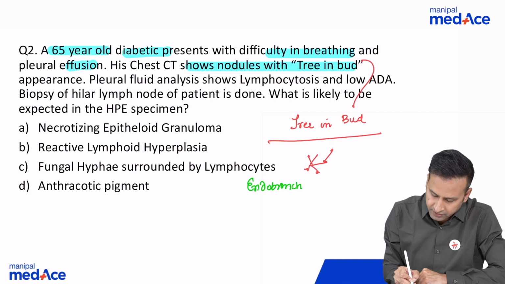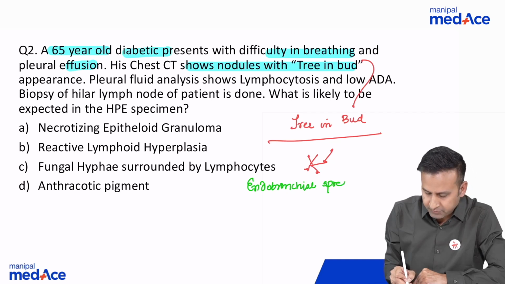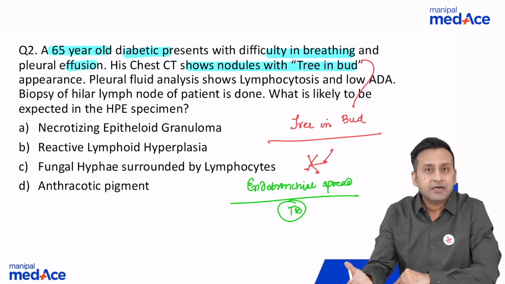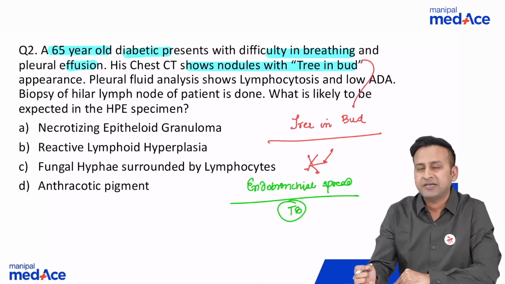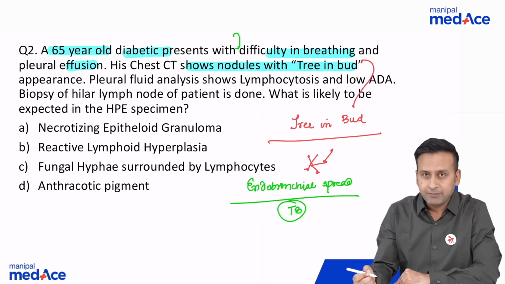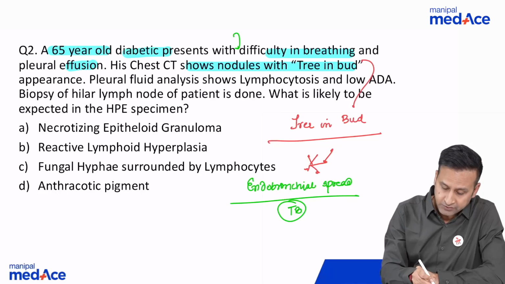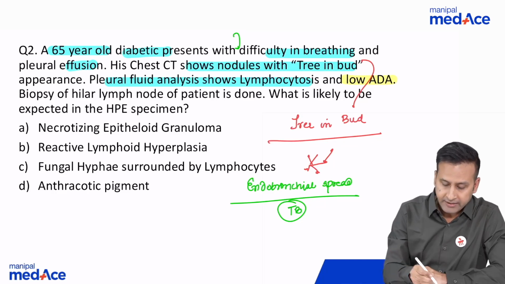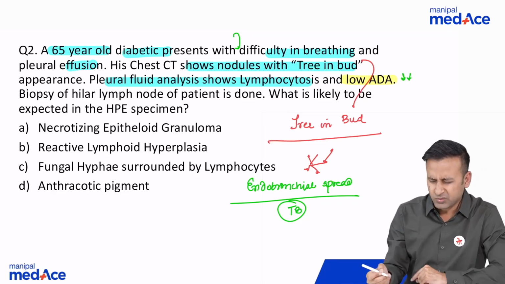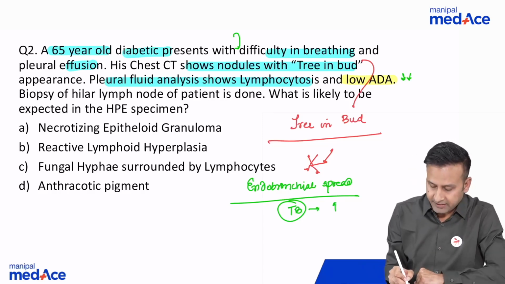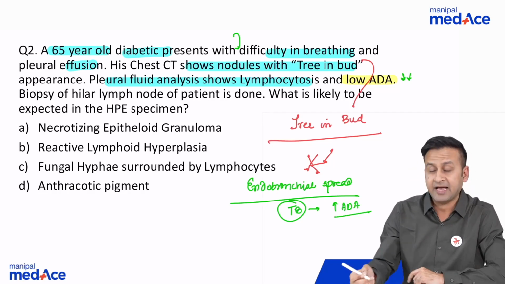endobronchial spread of a lesion. Typically it is seen in tuberculosis, and in tubercular endemic country like ours, a primary differential in a patient who's coming to you with all these symptoms along with this tree in bud appearance is TB. But here there was a glitch. And what was the glitch? Pleural fluid analysis shows lymphocytosis and, more importantly, low ADA levels, low ADA. So this was something which was a bit confusing, because in TB you expect ADA levels to be high in pleural fluid, in acidic fluid.